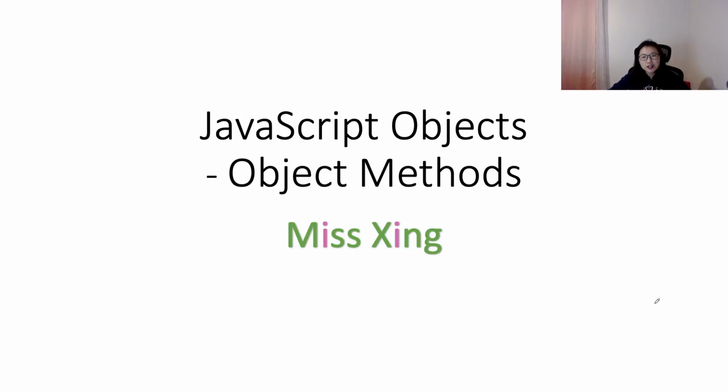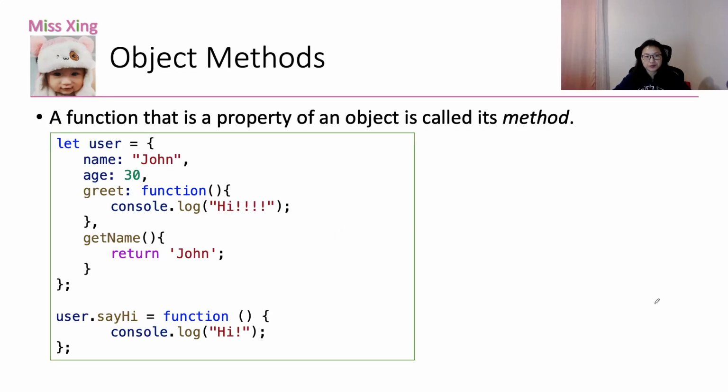In this video, I will cover object methods. It's very easy. Okay, what are object methods? Basically, they are functions, but those functions are assigned as a value to a property name. In this case, we will call it a method. So a function that is a property of an object is called its method.